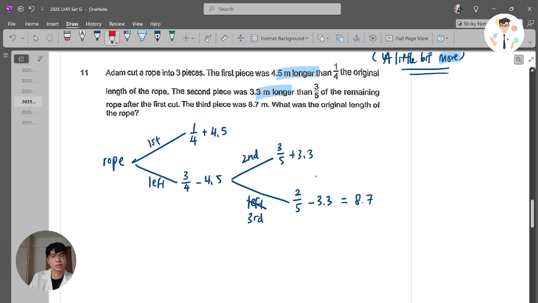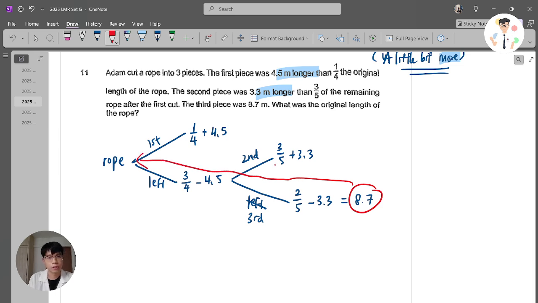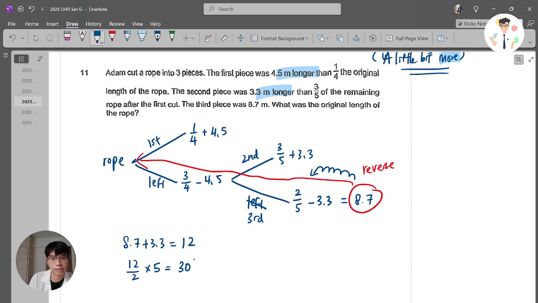Again, we walk backwards. Means that we start from here, we move backwards, then we go up. If you move backwards, everything must reverse. Okay? Means that minus will become plus. Divide will become times. Times will become divide. So 8.7 here, minus, right? If I move, 8.7 will become plus 3.3. That gives you 12. Here is times, here is divide, right? It will reverse. 12 will divide by 2 times 5. So it will be 30. Okay? And I move.